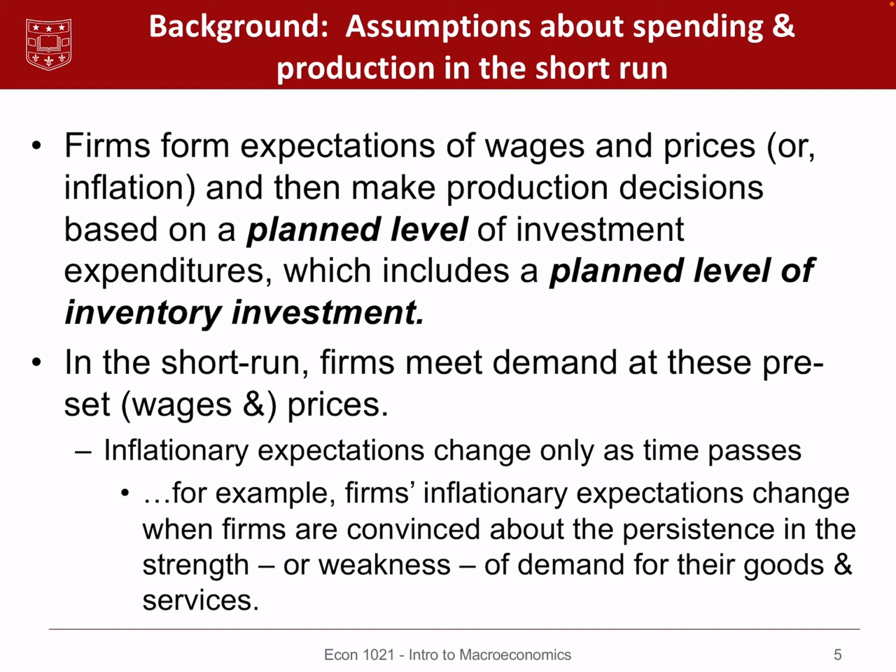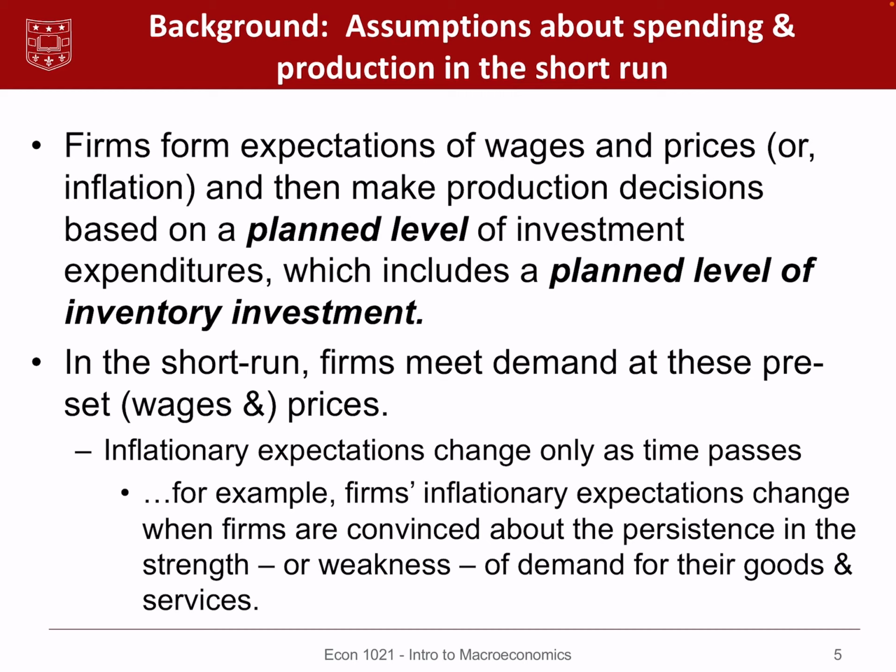So our starting point is that firms are forming expectations of wages and prices, or more generally, inflation rates in the macroeconomy. So they look out over the horizon and form an estimate of expected inflation, take that into account in their own pricing behavior, and we'll talk about that more deliberatively in chapter 19, and then make production decisions based upon that. So firms will have a planned level of investment expenditures, which will include a planned level of inventories.